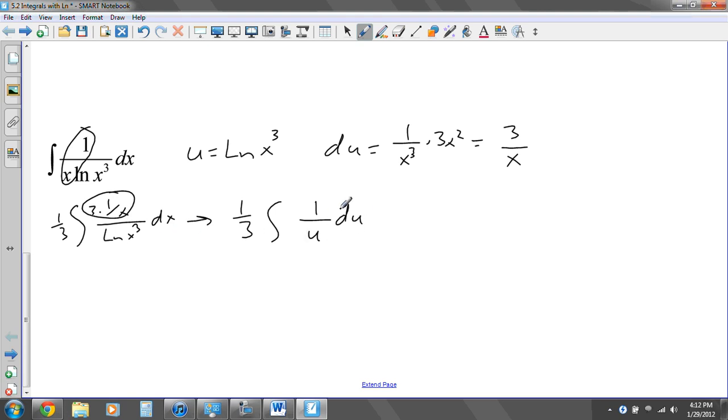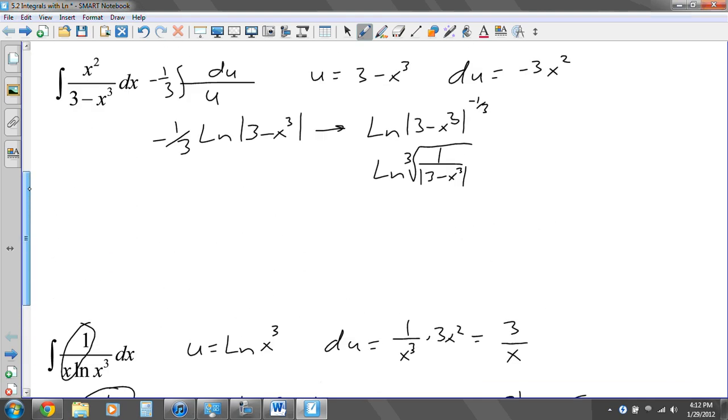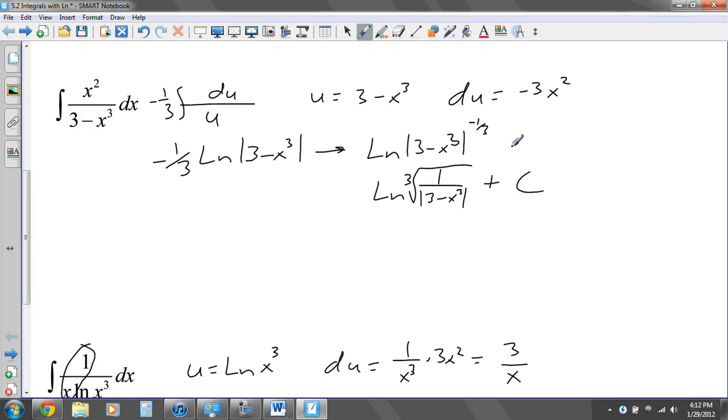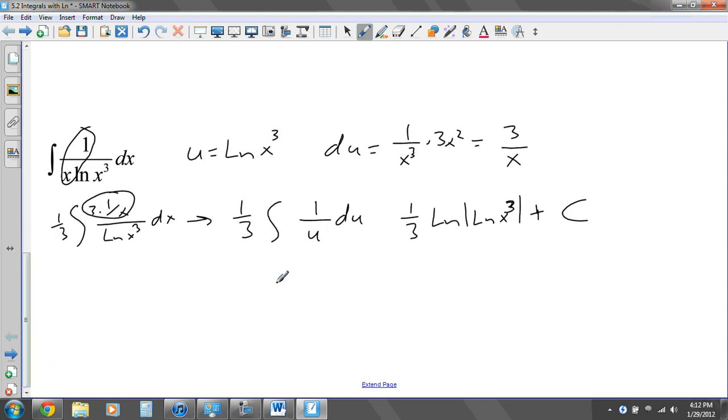And if I integrate that, I know that I'm going to get 1/3 the natural log of u. U happens to be a natural log, so it's the absolute value of the ln of x cubed. Okay, so we kind of have a log within a log. Don't forget your plus c, which I think I forgot on the last one, but you need this plus c on all these since these are indefinite integrals. Okay, so that's a couple examples of things you can do.